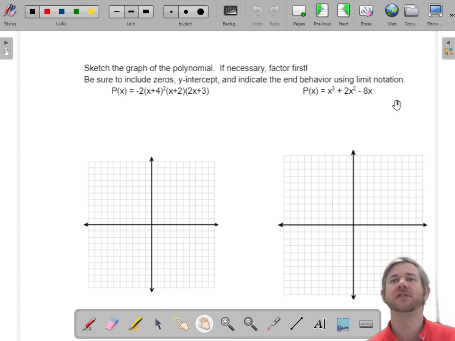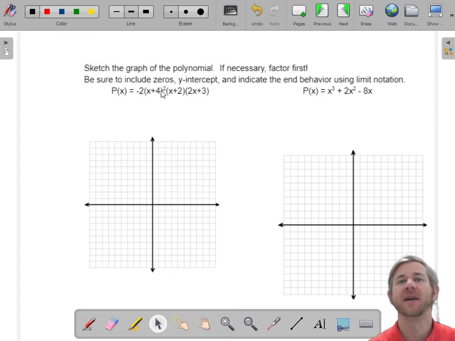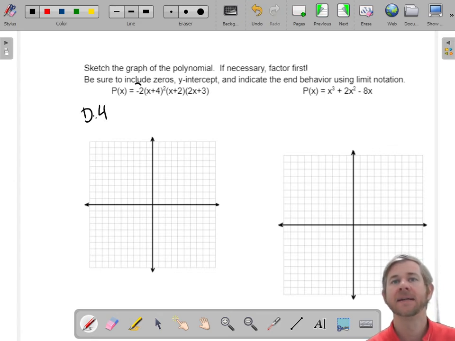Sketch the polynomial. So let's first do this one that is already factored. That's nice. The first thing you have to do is decide what the degree is. And in factored form, you have to add the exponents of all the x's. This doesn't have any x's, so I don't care about that. But 2 plus 1 plus 1 is 4. So this is degree 4. And it's got a negative in the front, so it's negative even. It's going to make an m.